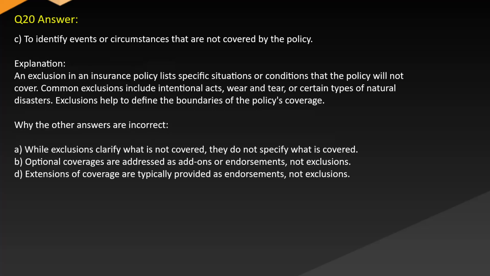Answer: C. To identify events or circumstances that are not covered by the policy. Explanation: an exclusion in an insurance policy lists specific situations or conditions that the policy will not cover. Common exclusions include intentional acts, wear and tear, or certain types of natural disasters. Exclusions help to define the boundaries of the policy's coverage.